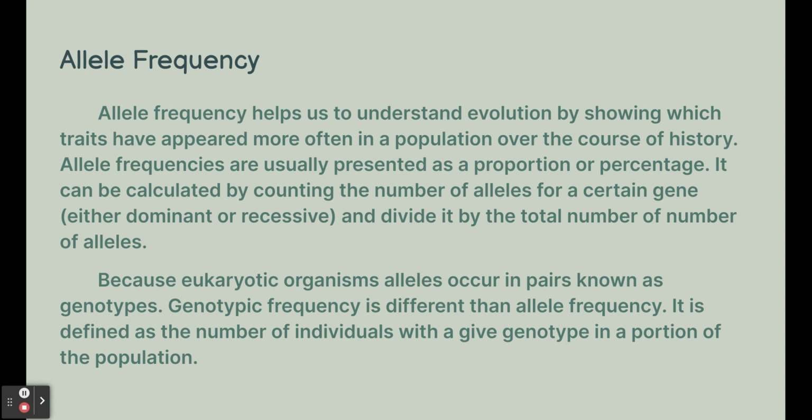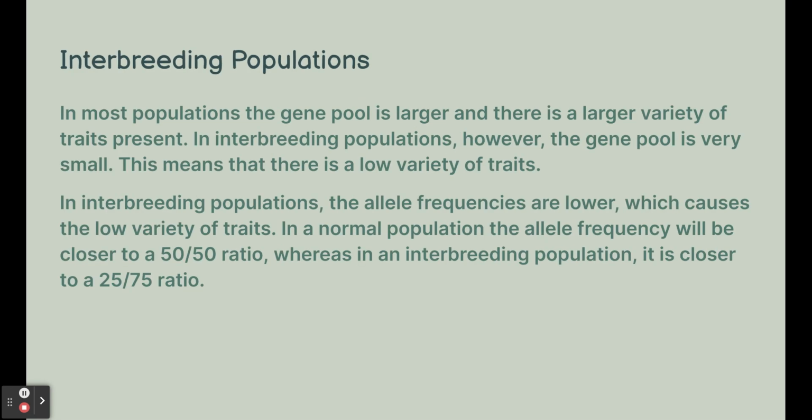So allele frequency is also affected by genetics or the gene pool. It helps us to understand how evolution is going and what happened in the past. It's presented as a proportion or percentage, and we'll talk about that more in the next slide. In eukaryotic organisms, alleles occur in pairs, known as genotypes, and we already talked about that. Interbreeding populations: in most populations, the gene pool is larger and there's a large variety of traits present, but with interbreeding populations, there's low variety.